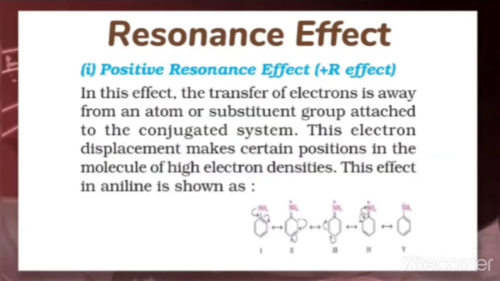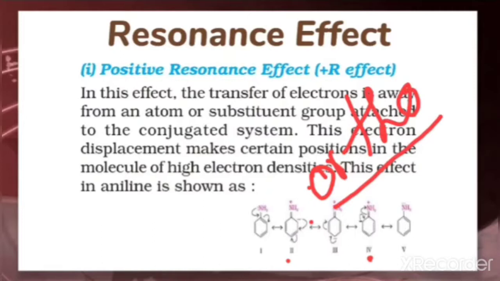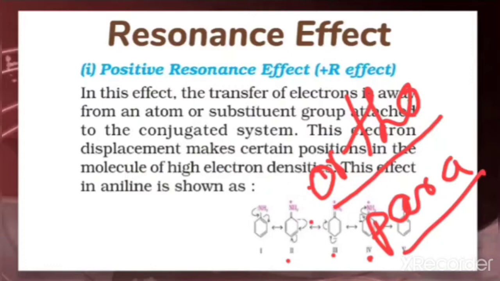In the plus R effect, the transfer of electrons is away from the atom or the substituent group attached to the conjugated system. So this electron displacement makes a certain position in the molecule of high electron density, as it is shown here. As I already told, in some positions there will be greater electron density, that is at the ortho position. When you look at the resonating structures, in the second structure and in the fourth structure, greater electron density is at the ortho position, but in the third structure the greater electron density is at the para position. So that is what the plus R effect says.